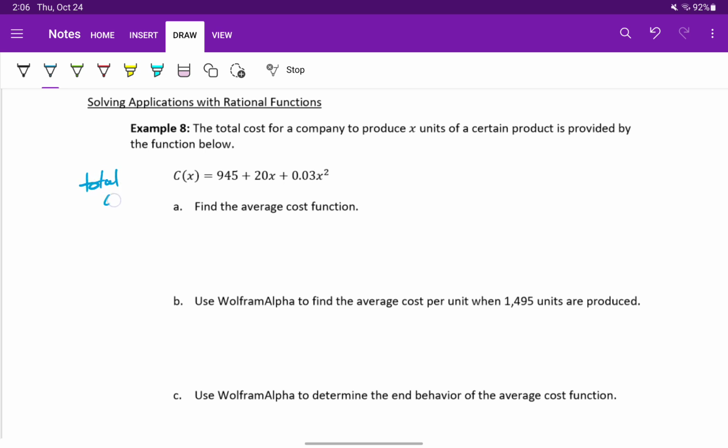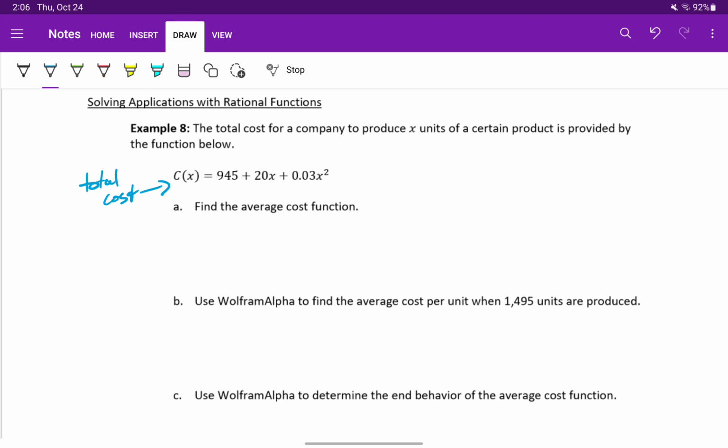In this case, C of X is the total cost function, meaning when we plug in a value for X, what we're calculating is the total cost to the company to produce that many units. So if we plug in 100, we know the total amount that it costs them to produce those 100 units.